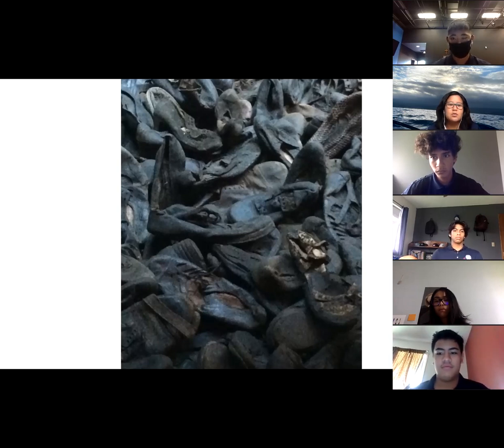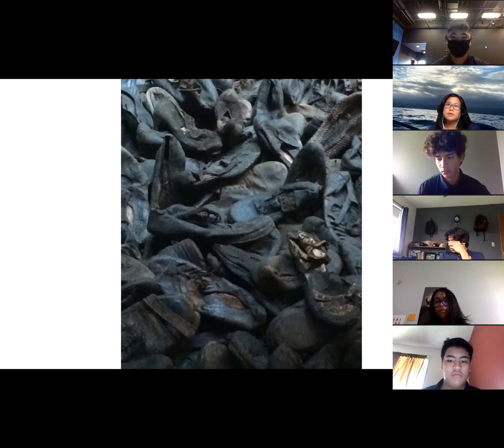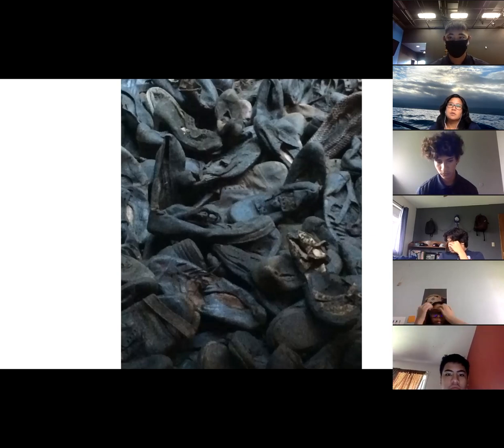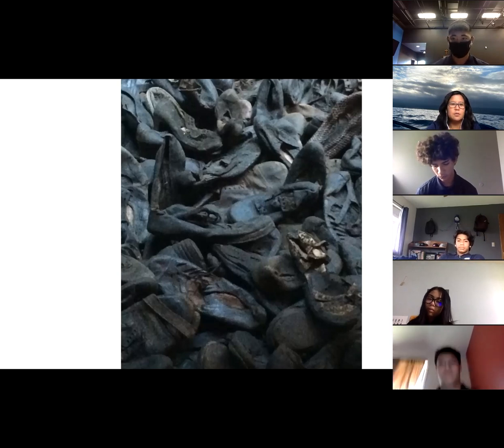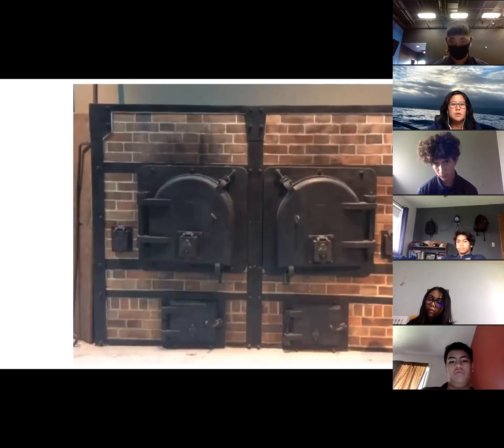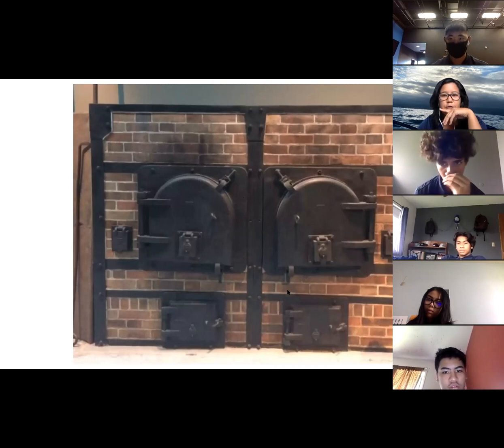I don't think we need to say whose shoes these are. That's just an example. There's also like a bin full of hair as well, to kind of show how inhumane the Jewish people were treated. Okay, so this is a crematorium. This is kind of what it looked like. This is one of the exhibits in the museum. Okay, I think you know what this is used for.